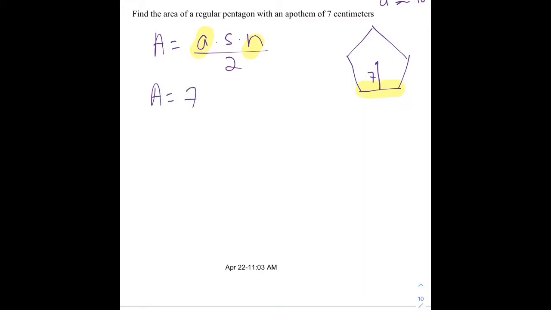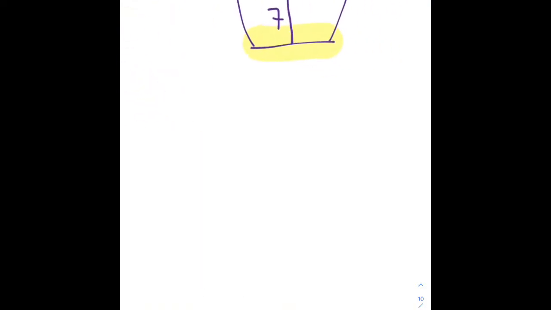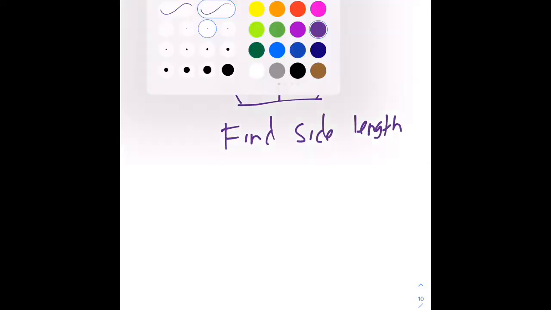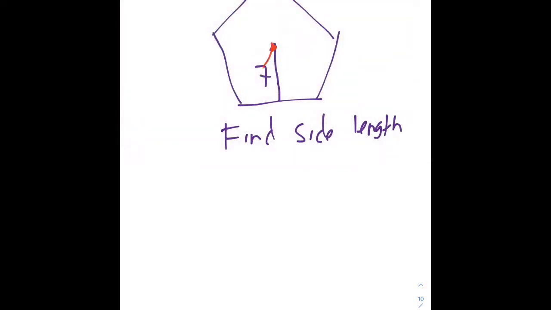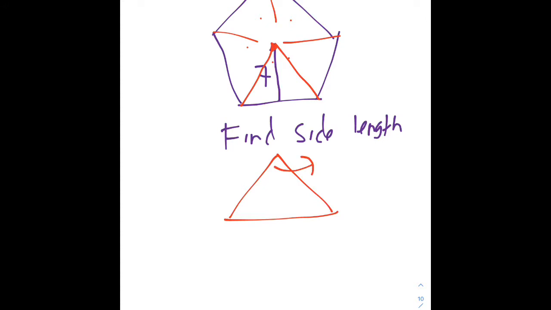We know that the apothem is 7. We don't know the side length, and this is an S. And we know that the number of sides is 5 because they told us it was a pentagon. So we have to find the side length. All right, so again, if I draw from the center to each of the vertices, all 5 angles would have to equal 360. So I have to figure out this angle first.